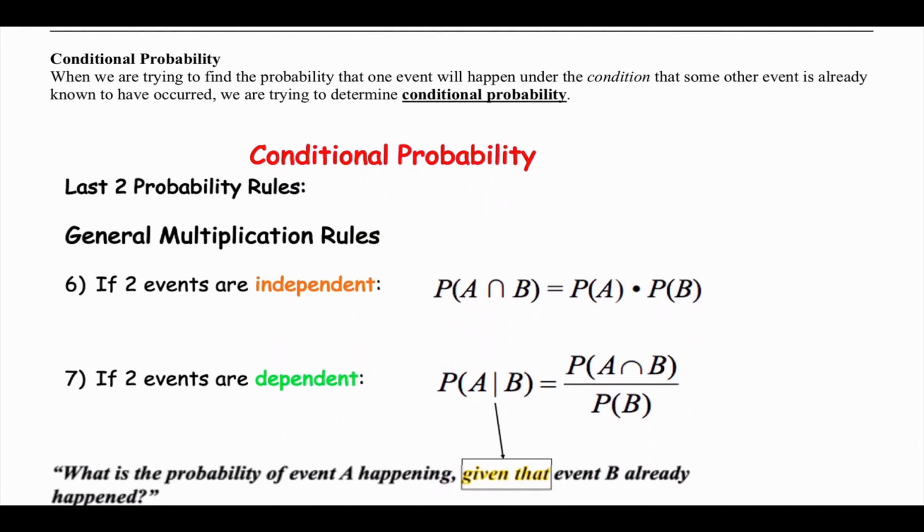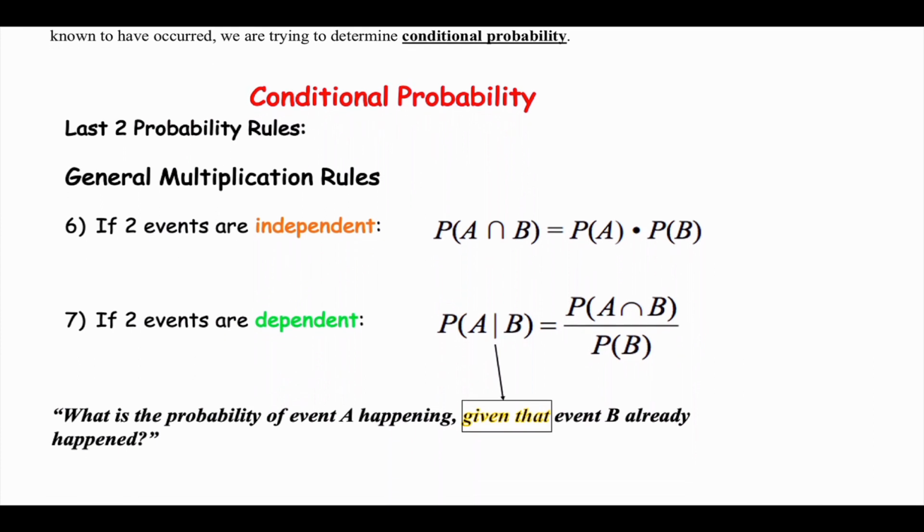Okay, so conditional. What's conditional probability? Conditional probability is when we are trying to find the probability that one event will happen under the condition that some other event is already known to happen. Something already happened in the past. Knowing that something already happened, what's the probability that this happens? Knowing that I already studied for the test, what's the probability I pass the test today or do well on the test? That's what conditional probability is. Given that something already happened, what's the probability I do this? That's the condition. There's always a condition with conditional probability.